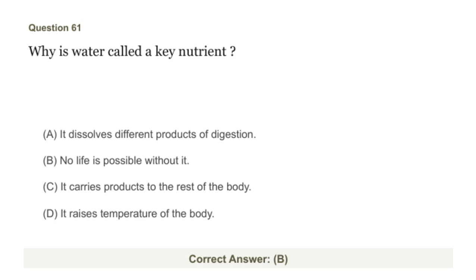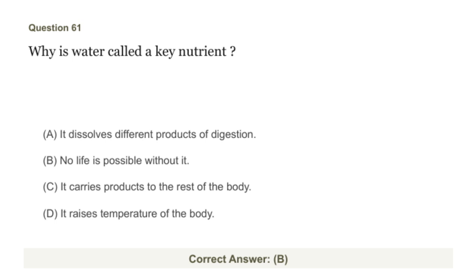It dissolves different products of digestion, making it easier for our body to absorb and utilize nutrients. This is why water is so important. Without it, digestion would be inefficient, and many bodily functions would slow down or stop altogether.